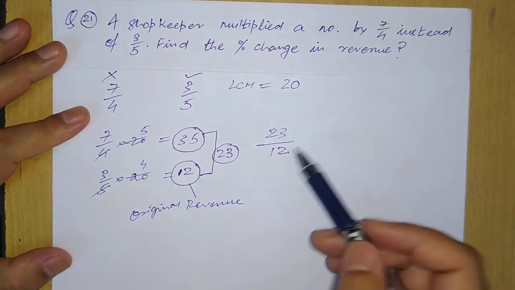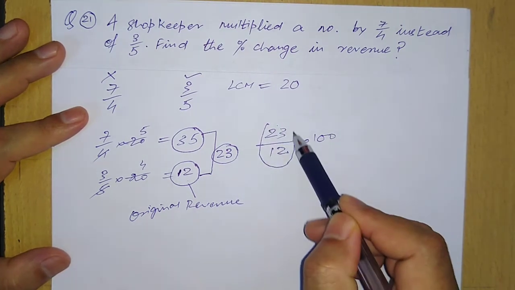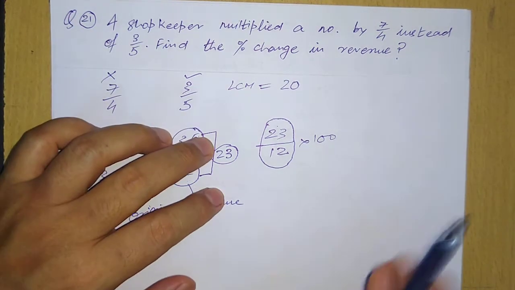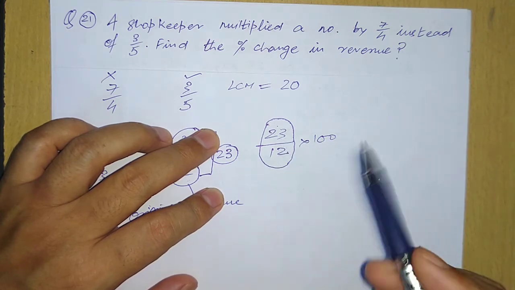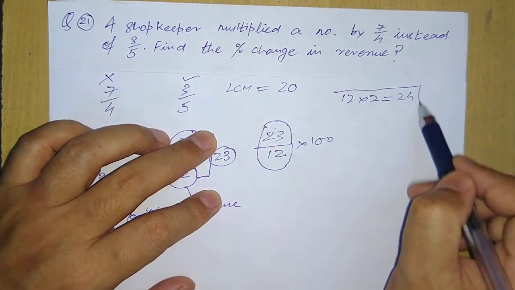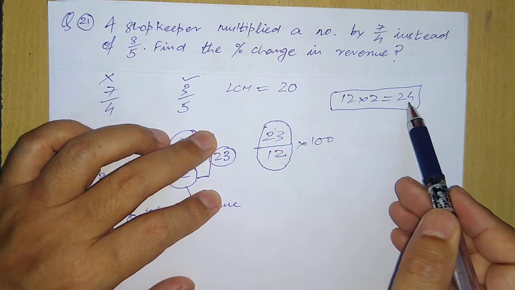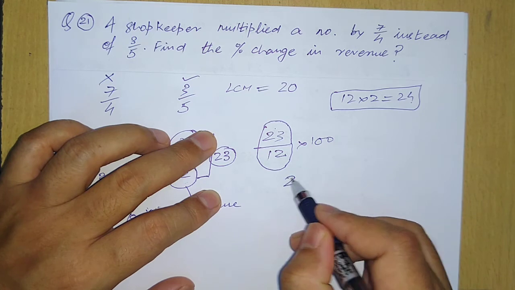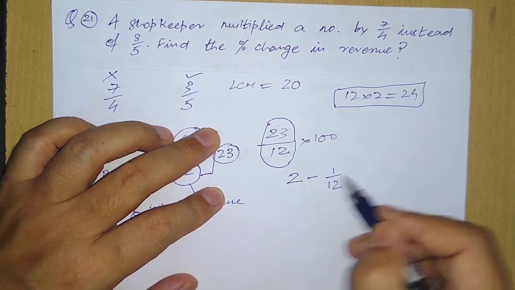So 23 by 12 into 100. Now you see here it's 23 by 12 in fraction. Now we have learned in the first chapter, in the basic concept of percentage, in such type of questions, 23 by 12, now we know that 12 into 2 is 24 and this numerator is 1 less than 24. So in such type of questions we can directly find the value instead of multiplying. It will be 2 minus 1 by 12.